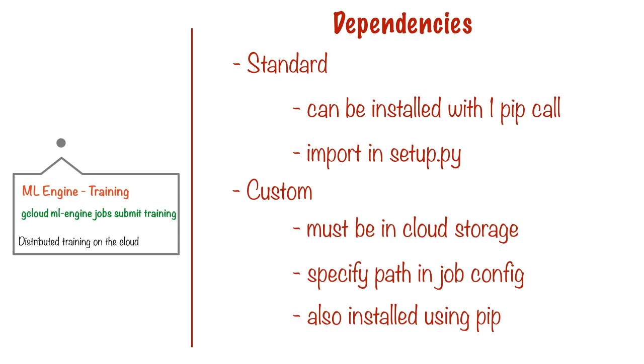And one last little bit for us to keep in mind is that dependencies must also be handled in a standard manner. This is because our Python package needs to be able to execute on the cloud. Standard dependencies can be installed with just one pip install call, and these can just be included as imports in a setup.py which is contained within our package. On the other hand, custom or non-standard dependencies must also be placed in cloud storage. That is, the Python packages need to be placed in cloud storage. We will then specify the paths to those packages in the job config and go ahead and install them using pip.